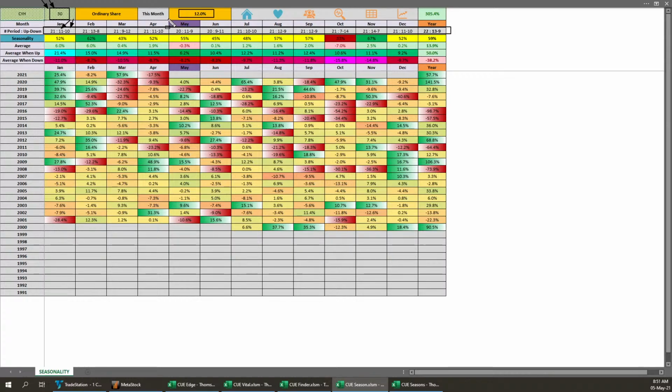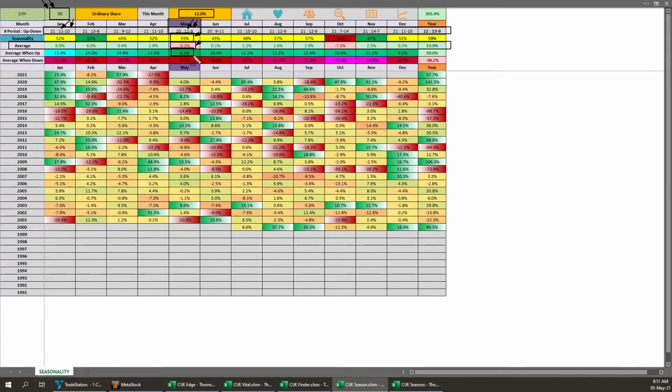If we look at our current month, out of 20 years of data that was retrieved, 11 years were up, 9 years were down. That gives us a bullish seasonality of 55%. Not high enough, that's why it's yellow colored. The average row shows the average price performance in the month. In May, average is negative. Though it is up more times than down, the average is actually negative.